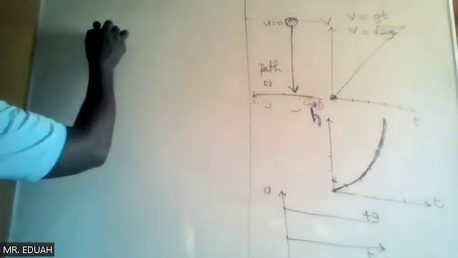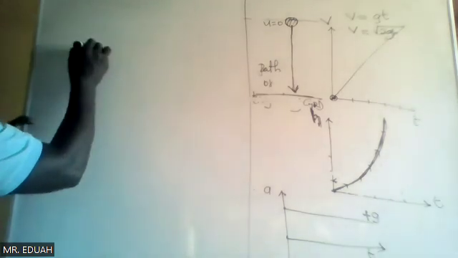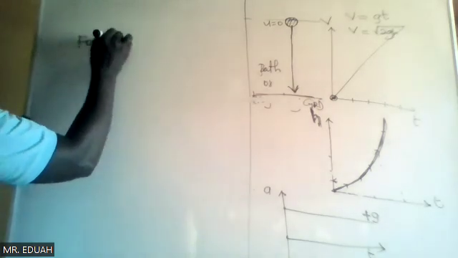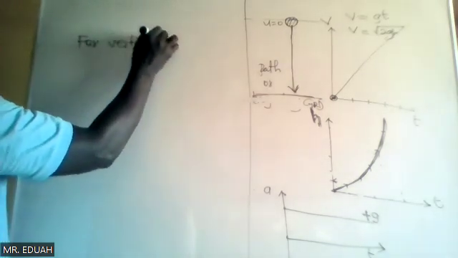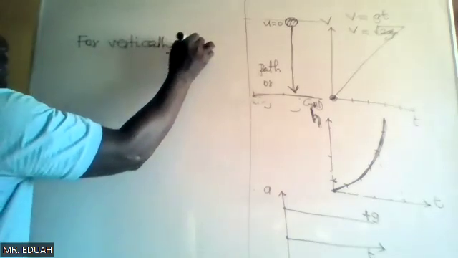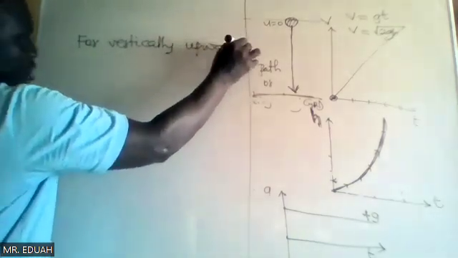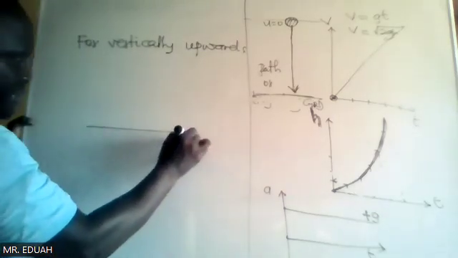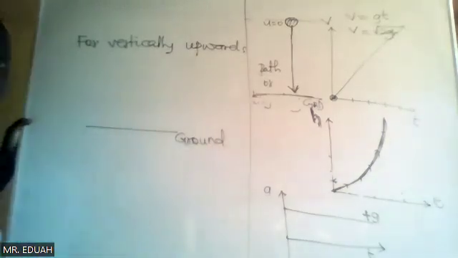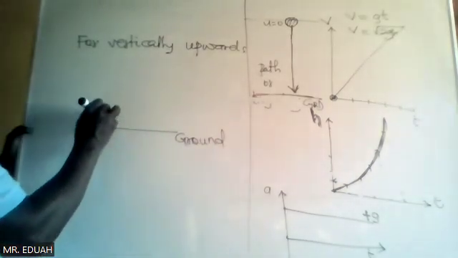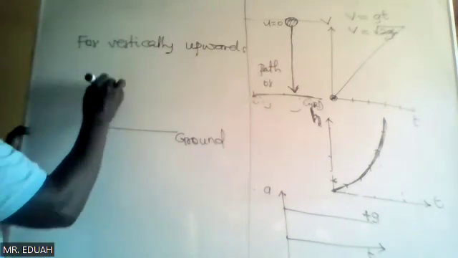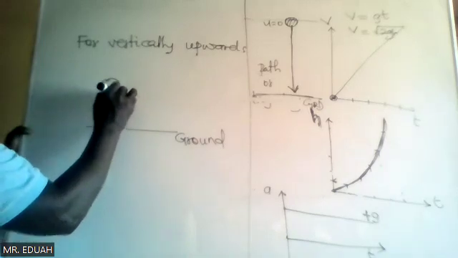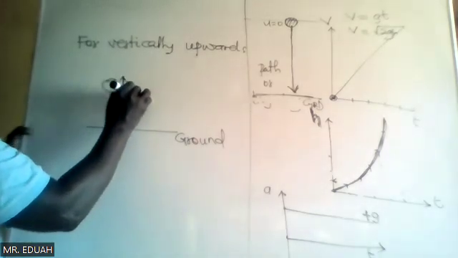Okay, so when the body is thrown vertically upwards, for vertically upwards motion, so over here, Leonard is on the ground. He is throwing a body up. Of course, for the body to go up, there must be an initial velocity u.